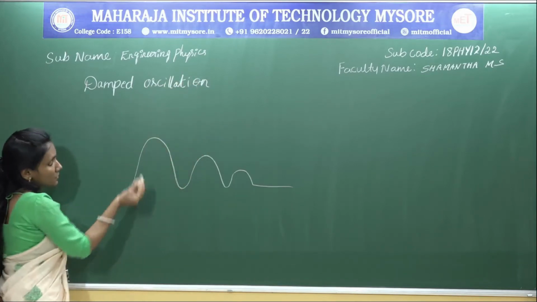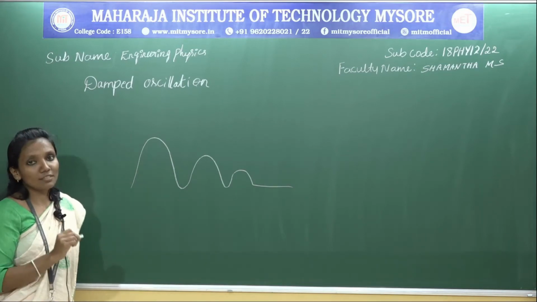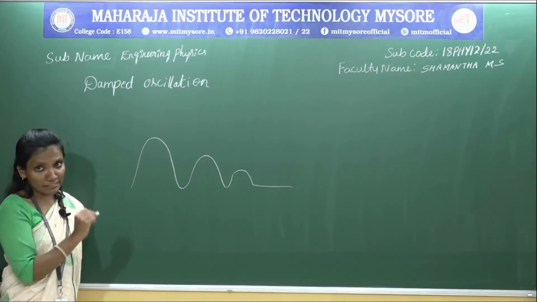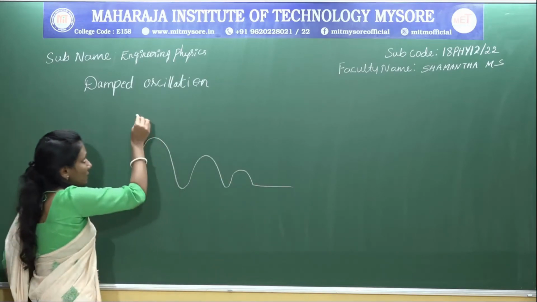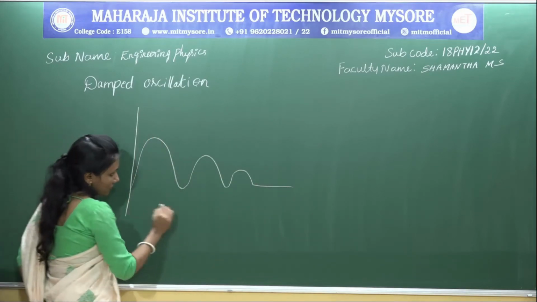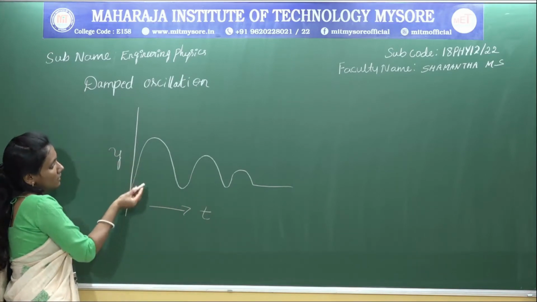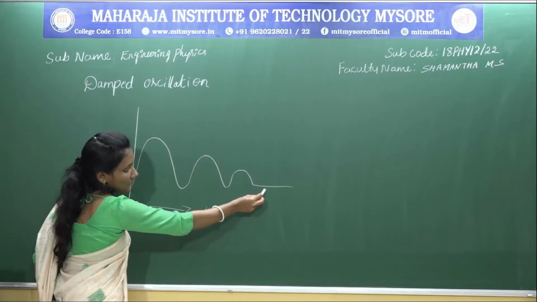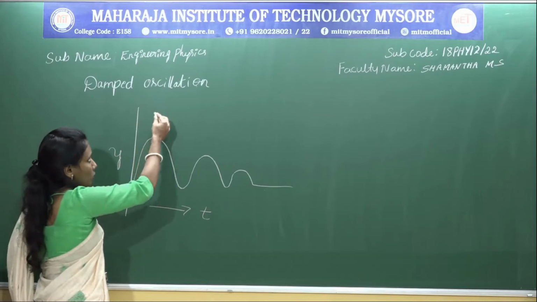So, damped oscillation means any oscillation in which the amplitude goes on decreasing within a short time interval and completely fades out along with the time. So when the time is varying along with the displacement, the amplitude goes on decreasing and completely terminates. So that is what we call a damped oscillation.